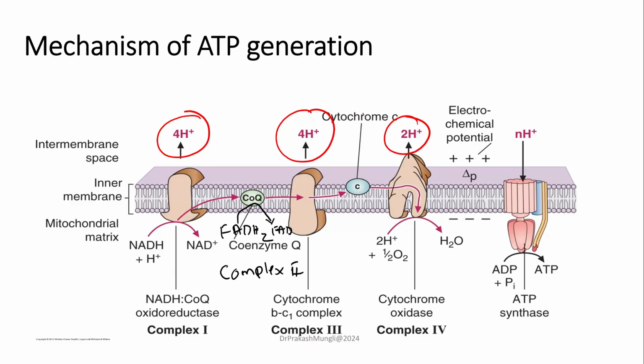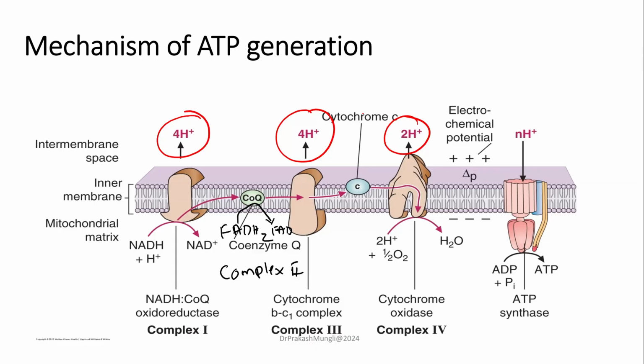Now, in order to pump protons, they need energy. Any pump, like the sodium potassium pump, you know the sodium potassium pump? It needs energy, right? It breaks ATP into ADP. You need energy to pump something. Here also, to pump these protons, complex 1 needs energy, complex 3 needs energy, complex 4 also needs energy. How will these pumps get energy? The energy will come from the oxidation of NADH into NAD plus. Oxidation, remember, releases energy. And there is a flow of electrons.